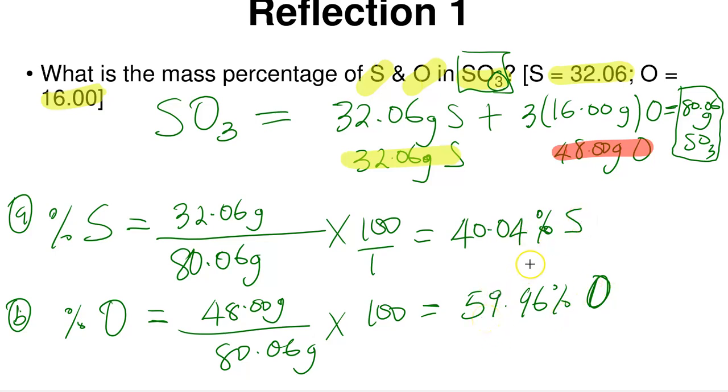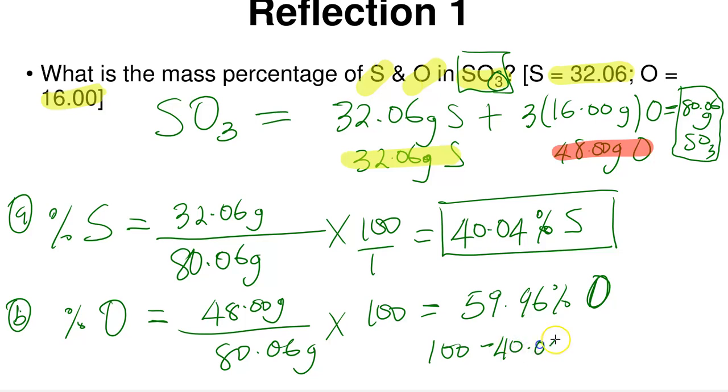So another way you can do this is that if you get this one first, you can also get this one by simply saying 100 minus 40.04%. This will give you, again, 59.96% of oxygen, right? So 100 means the total. You subtract the one you have already, and you get the one that is left. So this value and this value is the same. If you do it that way, you will also get the same in any percentage problems.